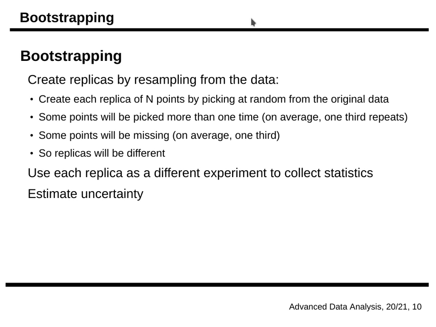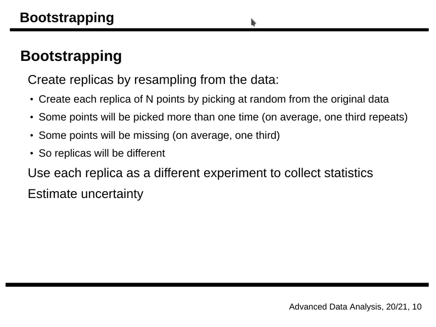Because some of them are repeated in the replica, some points will be missing, because the replica will have the same number of points as the original data. So this means that all replicas will be different, because we have different combinations of the original points, in different numbers of repetitions of some of them and some points missing from the replica.